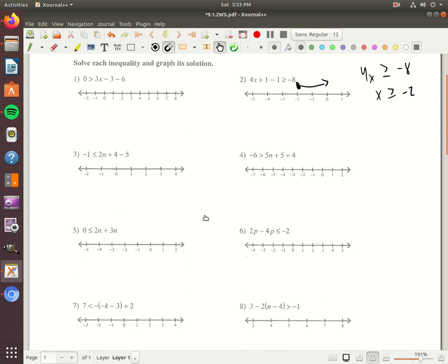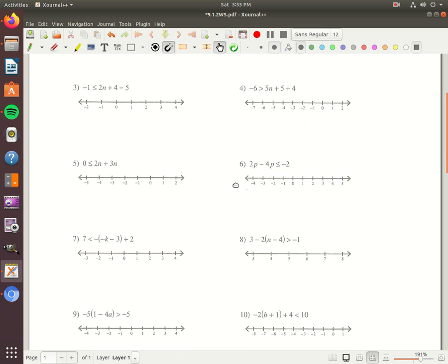You go through, there's some more of these. I don't know how difficult these would be. Here, 2p minus 4p is going to be negative 2p is less than or equal to negative 2. So I'll divide by negative 2. And again, if I'm going to divide by a negative, that means that this is going to switch. P is going to be, my boundary is at 1, and greater than is in this direction.